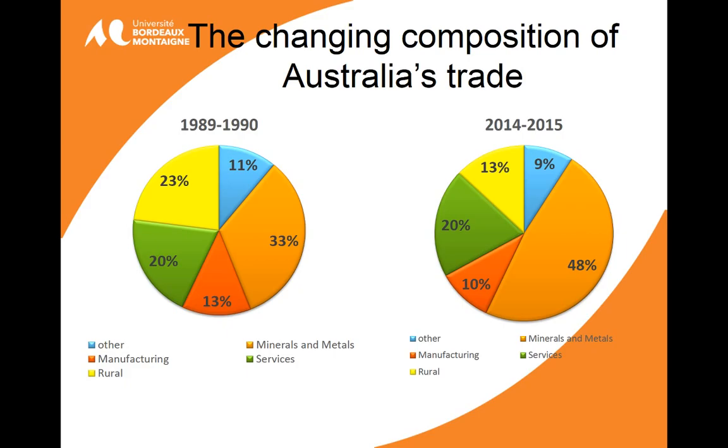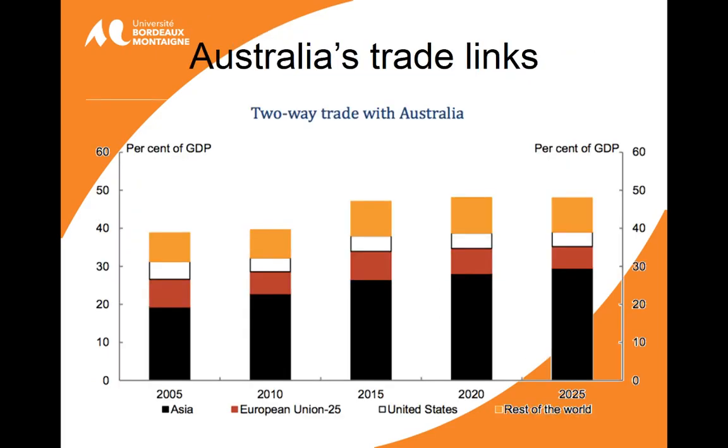Metal and minerals were Australia's largest export. You see on the figure here, though, that agriculture and manufacturing have been declining, while exports of minerals and metals have increased. The question here, though, is whether this is sustainable, because Australia is depending very heavily on China, and many think that it is not a very good idea. One thing is certain, Australia's trade links have been increasingly Asian.